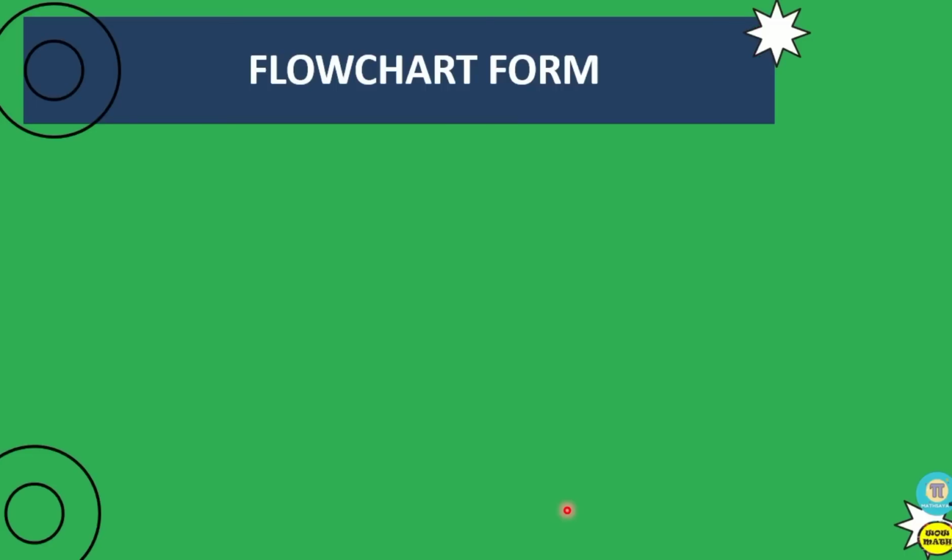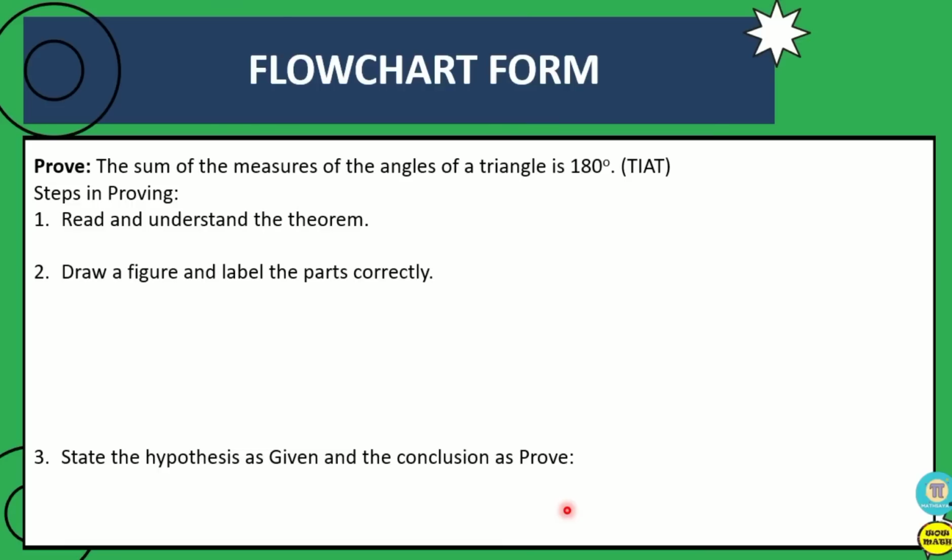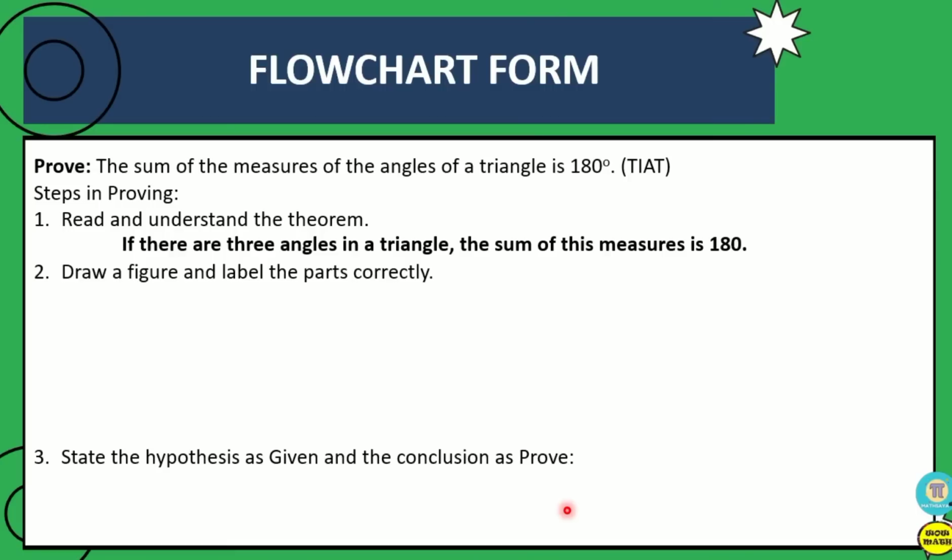Next, let's have the flowchart form. So, this is another way of writing proof under direct proof. Okay, so flowchart means we have a diagram here. Okay? And then the sum of the measures of the angles of a triangle is 180 degrees. So read and understand the theorem. If there are 3 angles in a triangle, the sum of these measures is 180.